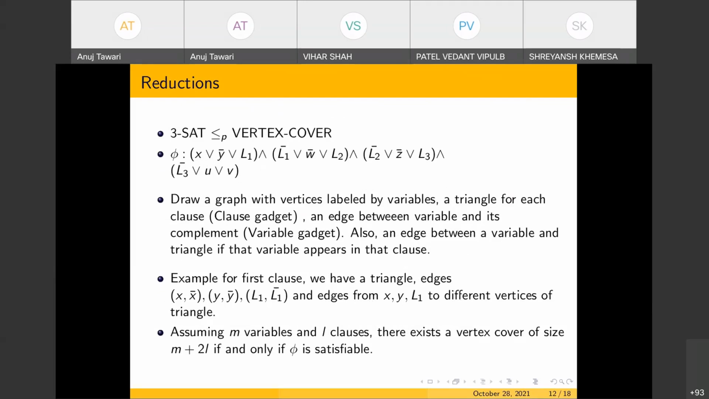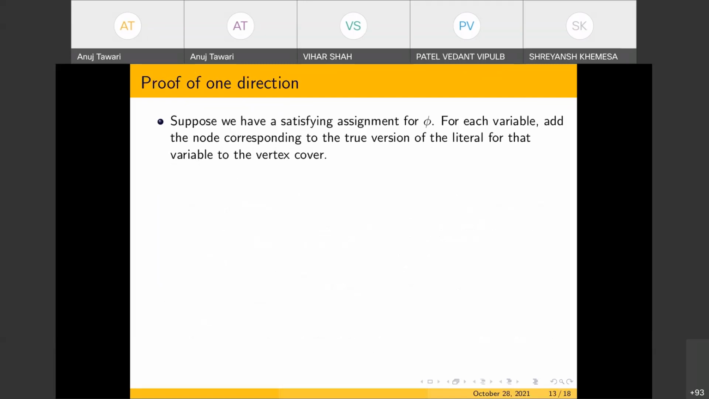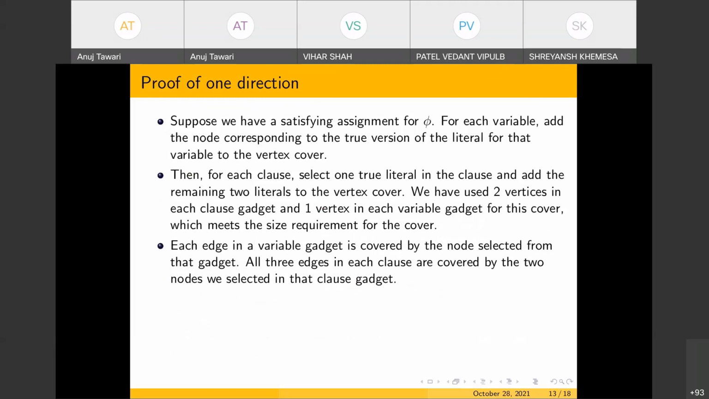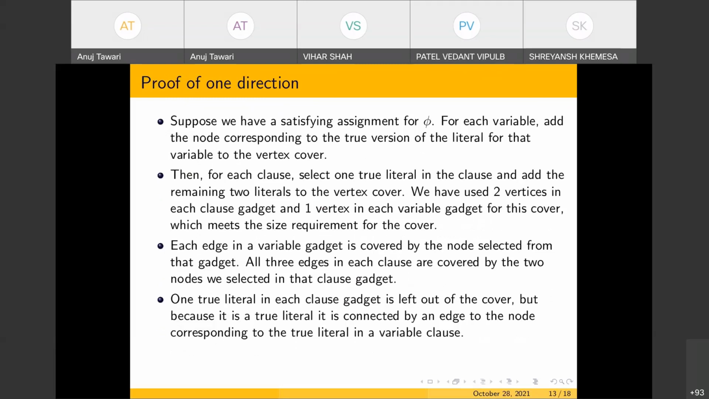So the triangles are covered, the variable gadget is covered, which is just an edge between a variable and its complement. And these edges which are going from a variable to the triangle, that is also covered. Right? So all three edges in the clause are covered by the two nodes we selected in that clause gadget.